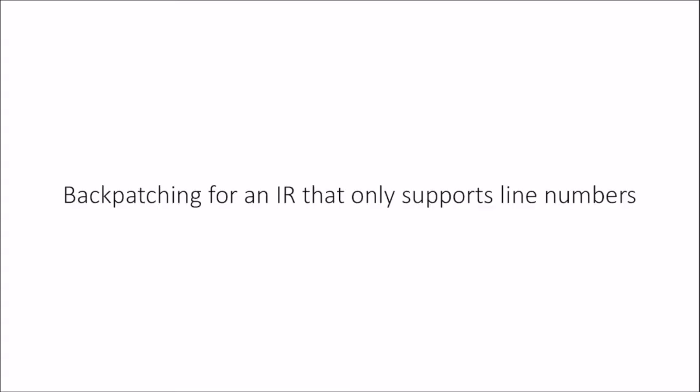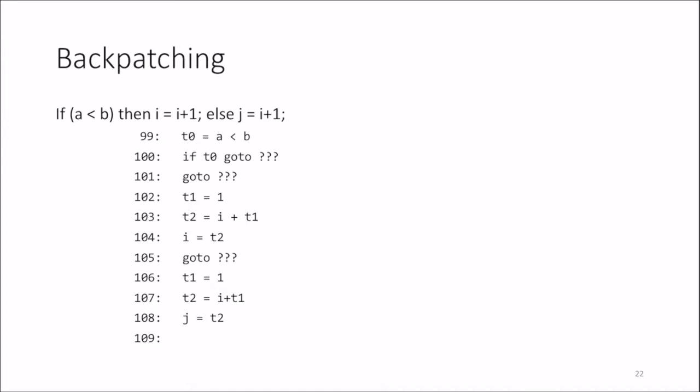Let's look at an intermediate representation, which is somewhat different from LLVM, that only supports line numbers. How do we do these control flow cases in that case? We're going to use this idea called backpatching. And the idea is we keep these question marks until we have generated all of the intermediate representation. Each line of intermediate code is assigned a unique number. So that number will be the target of the goto statement. 100 is a line number which is missing a target, right? In this case, it's the target.